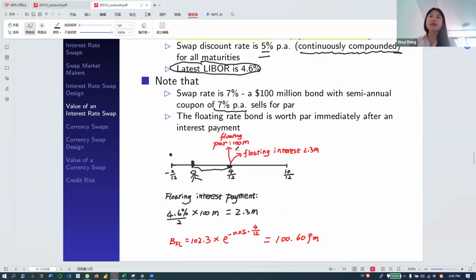By discounting that 102.3, the floating rate bond's value 4 months later, back to the current time, we get this present value of $100.609 million. So that's the present value of the floating rate bond at this time point.